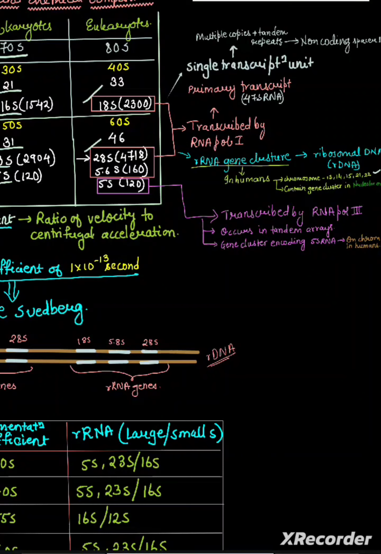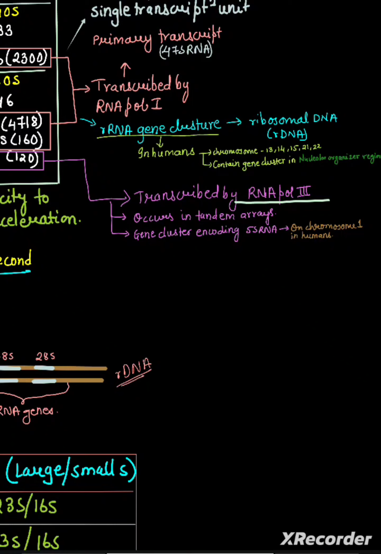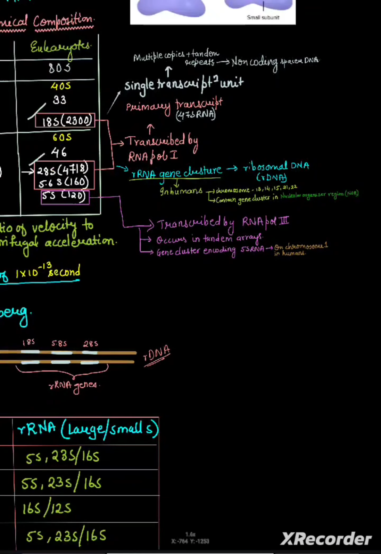While something remains here, that is 5S. What about 5S? 5S transcription is done by RNA Pol 3. The transcription unit for the 5S RNA is present on chromosome 1.